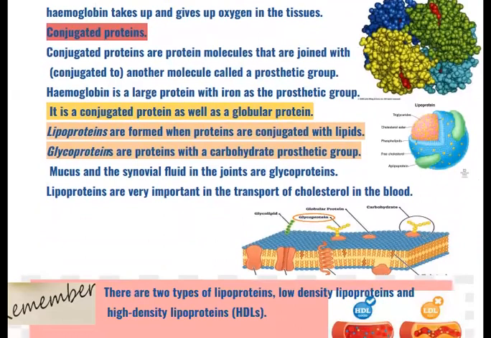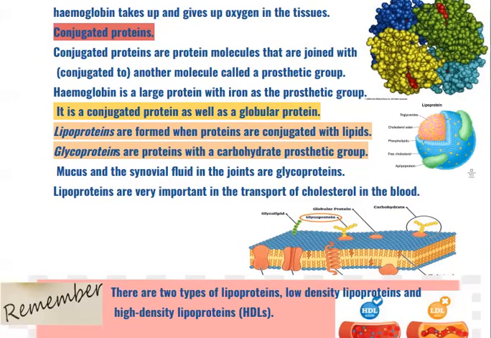Conjugated proteins. Conjugated proteins are protein molecules that are conjugated to another molecule called a prosthetic group. Hemoglobin is a large protein with iron as the prosthetic group. It is a conjugated protein, as well as a globular protein. Lipoproteins are formed when proteins are conjugated with lipids. Glycoproteins are proteins with a carbohydrate prosthetic group.